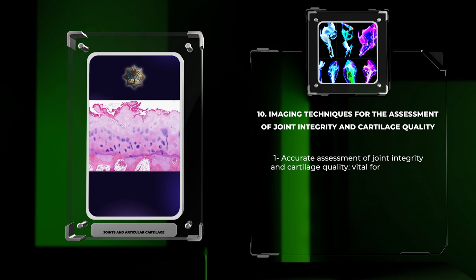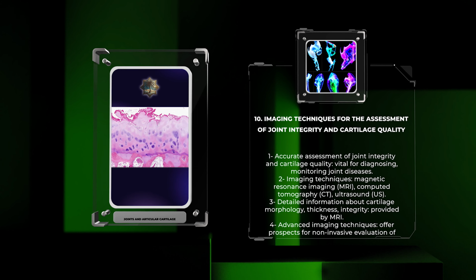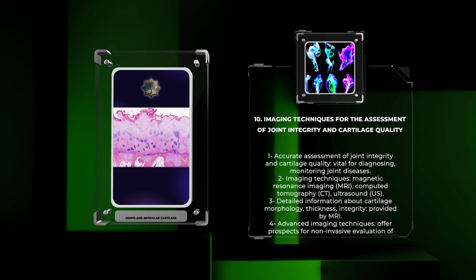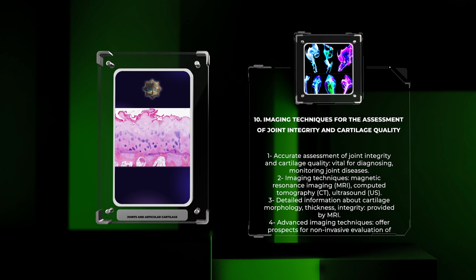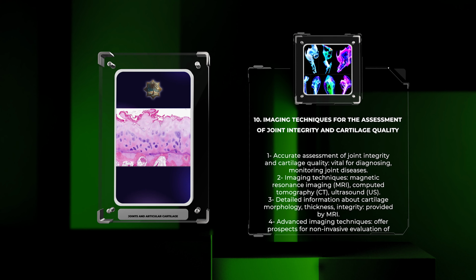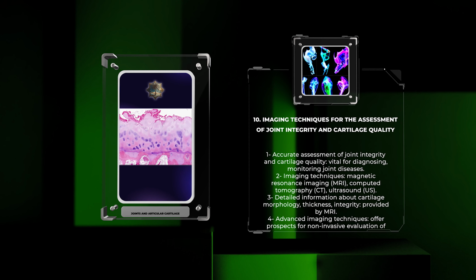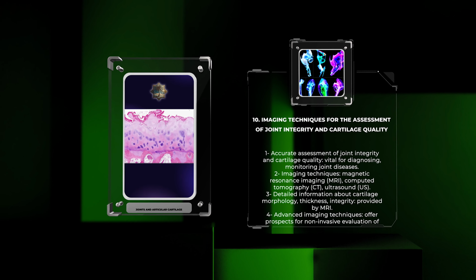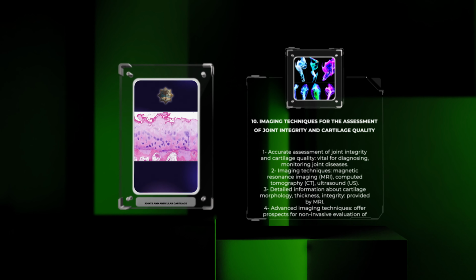Accurate assessment of joint integrity and cartilage quality is vital for diagnosing and monitoring various joint diseases. Imaging techniques play a crucial role in this regard. Magnetic resonance imaging, MRI, for instance, provides detailed information about cartilage morphology, thickness, and integrity. Complementary techniques like computed tomography, CT, and ultrasound, US, contribute to a comprehensive evaluation of joint health. Advanced imaging techniques, including biochemical imaging and molecular imaging, offer exciting prospects for the non-invasive evaluation of articular cartilage. Continued advancements in imaging technologies will undoubtedly enhance our ability to detect and monitor joint diseases.